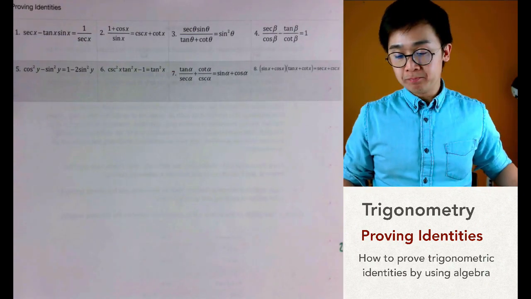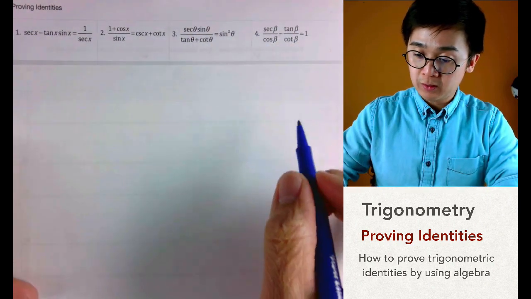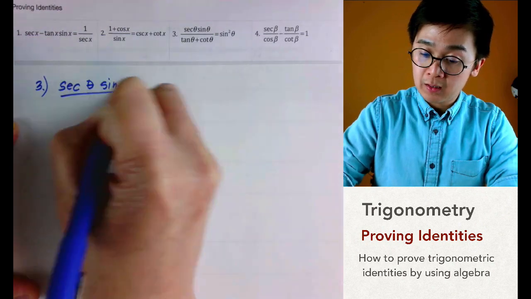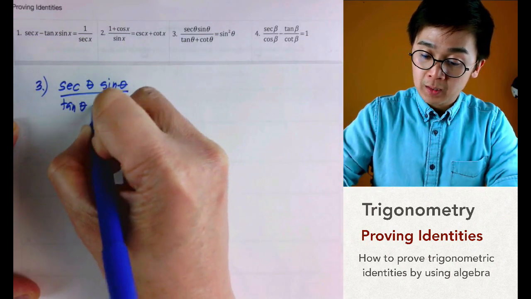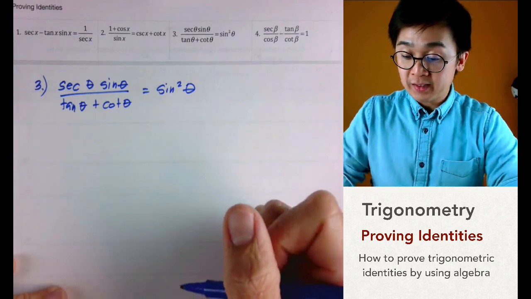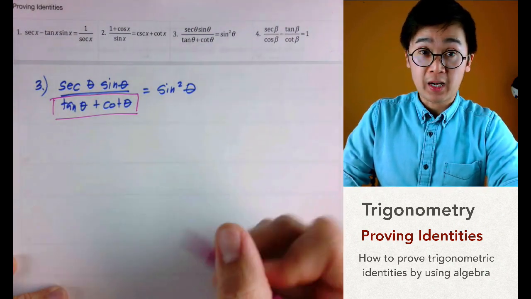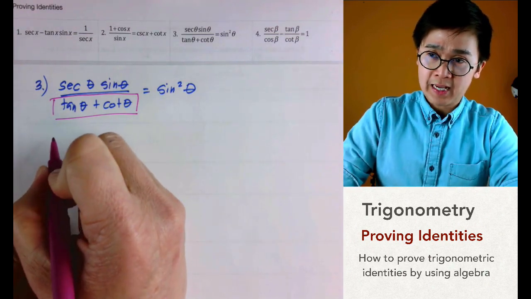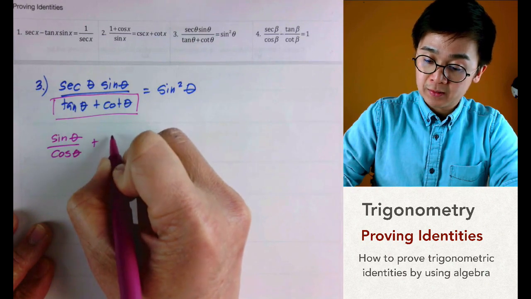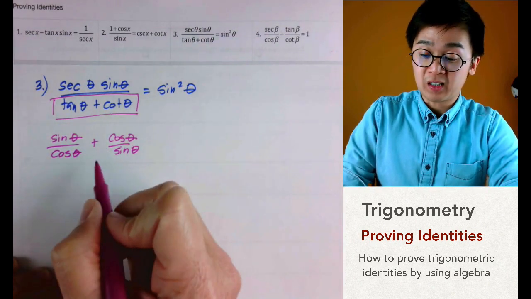And for problem number 3 we have a more complex fraction on this side of the equation. So we'll have secant theta sine theta all over tangent theta plus cotangent theta equals sine squared theta. In this case I am going to simplify the denominator first and see what I can do with the numerator afterwards. Tangent is sine over cosine, and cotangent is cosine over sine, since we know that they are the inverse of each other. So these are basically their sine and cosine versions.